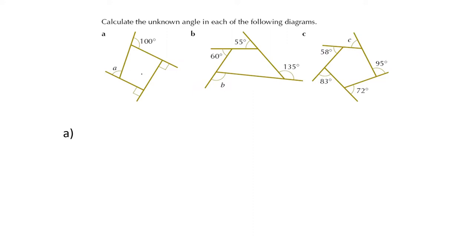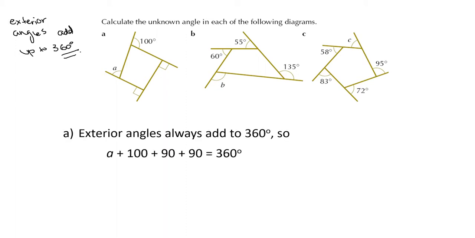So let's have a go. I'm going to go through question A and then pause the video for you to have a go at B and C. For A, we know that exterior angles add up to 360 degrees, always. We are given that one angle is 100 and 2 angles are 90 degrees, because when you have that little square in an angle, it means it's equal to 90 degrees. When we add our 3 given angles, we get 280 degrees. We then subtract it from 360, giving A a value of 80 degrees.